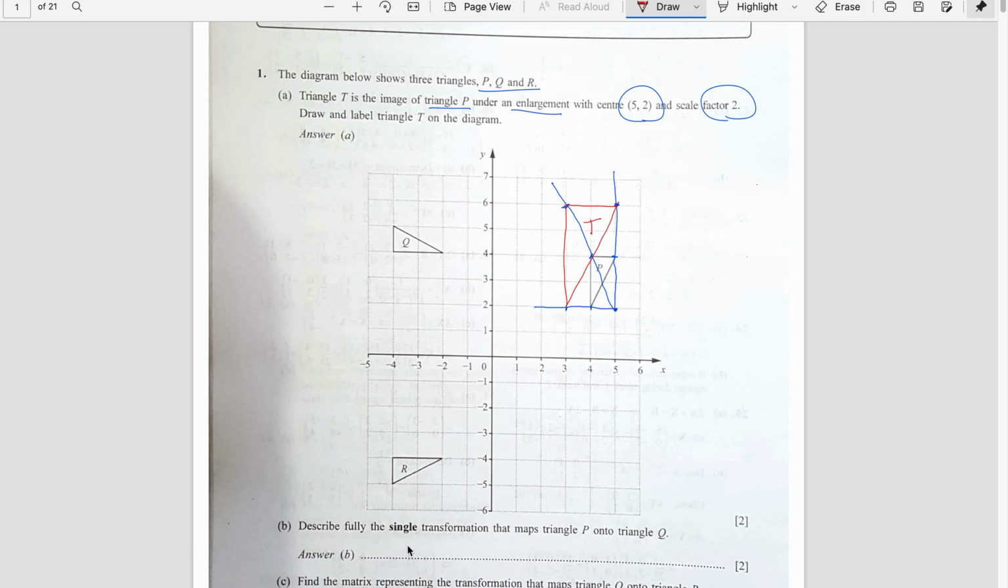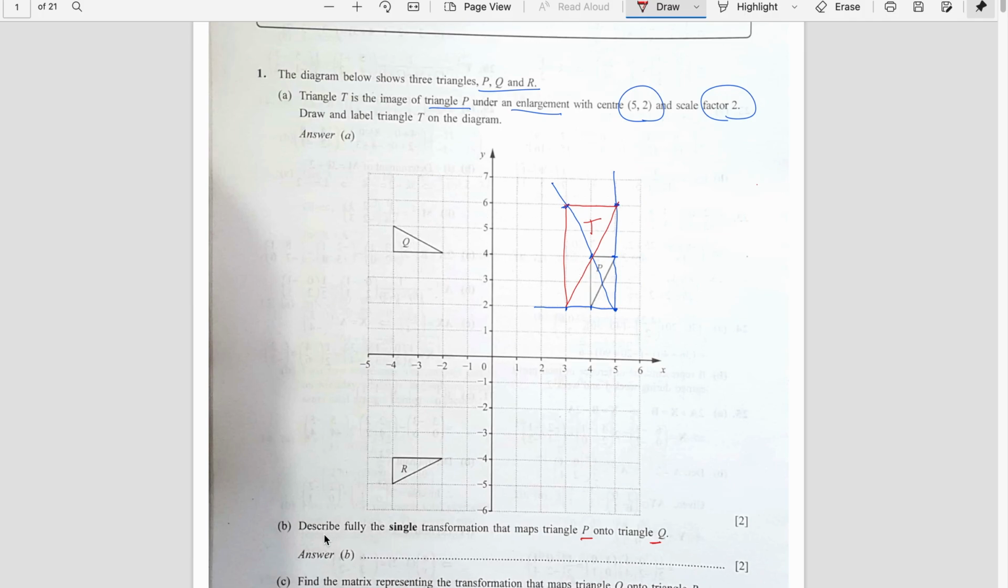Next part says describe fully the single transformation which maps P onto Q. Now observe P onto Q. It is not dragging, so it is not translation. The shape is not increasing in size or decreasing, so this is not enlargement. So it is definitely rotation. It is also not reflection, as it is not the inverted image. So it is rotation, which I can see it is 90 degrees clockwise rotation.